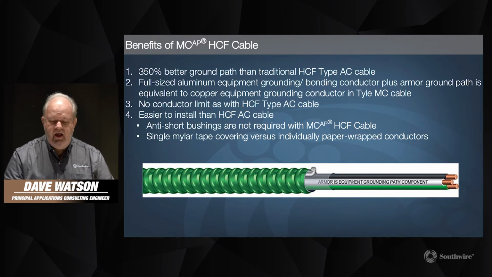So no conductor limit, and this is also easier to install than an HCF AC cable. Therefore, there's going to be fewer variations in the installation, should be more reliable. The anti-short bushings are typically shipped with the product, but they're not required by the NEC, nor are they required by UL. So you don't have to use those. In regards to the speed of installation, there's a single mylar tape covering rather than the individually paper wrapped conductors, so that makes the whole process faster.